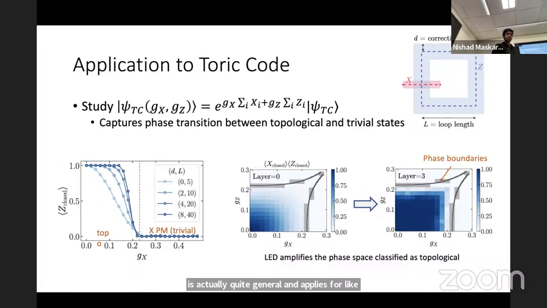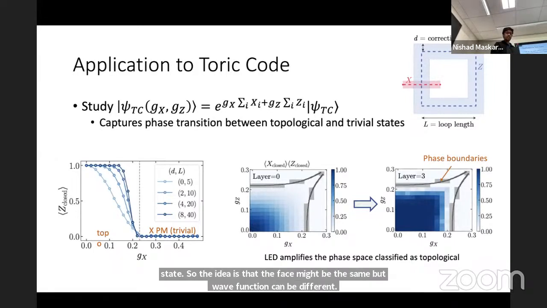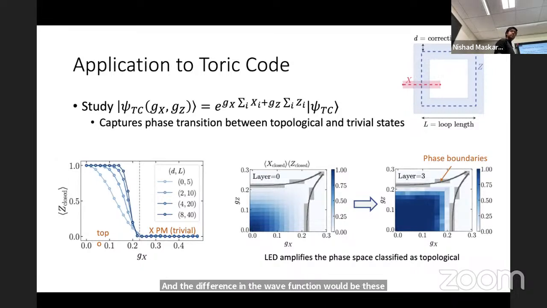Yeah, I see. So here you're thinking about how your pure state is deviating from the fixed point pure state. Exactly. So the idea is that the phase might be the same, but the wave function can be different. And the difference in the wave function will be these errors. Yep, that's right. Okay, all right. Thank you. Yeah, for sure. And so the key thing again is that because we're in the same phase, these errors are all going to be local. So because these errors are local, we can correct them using local error correction.